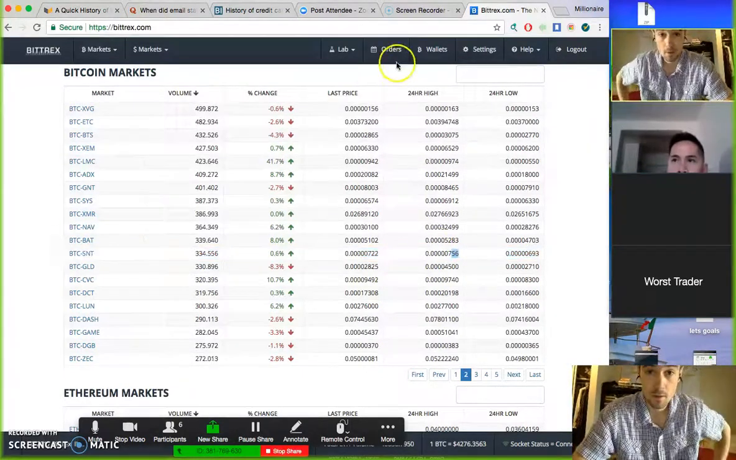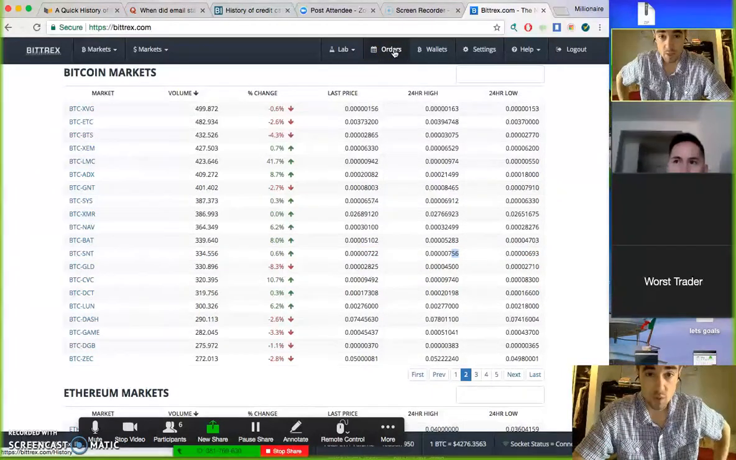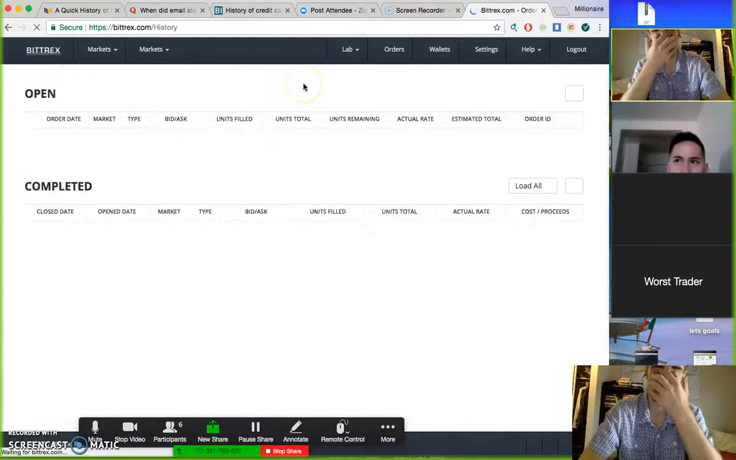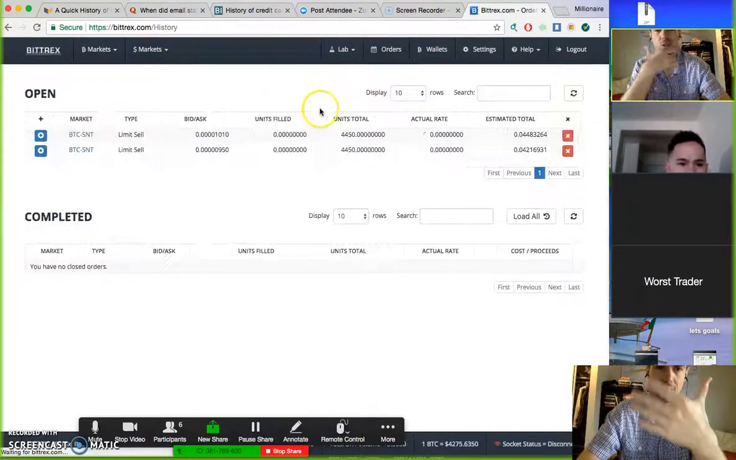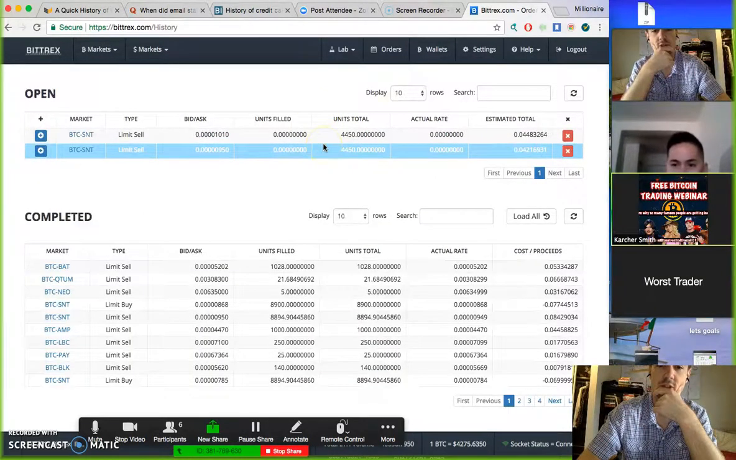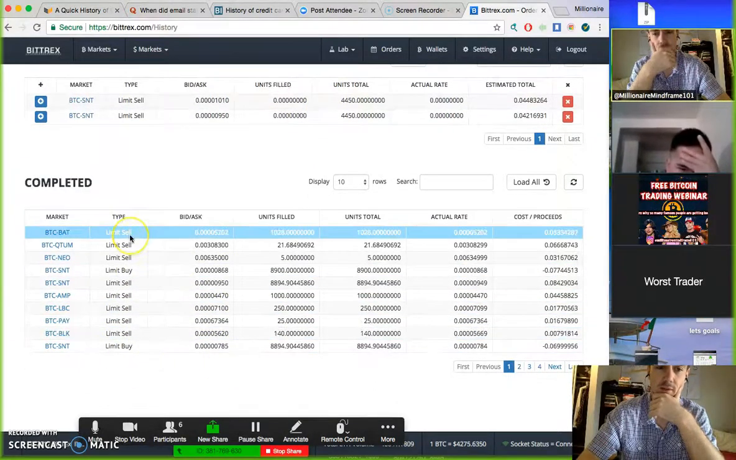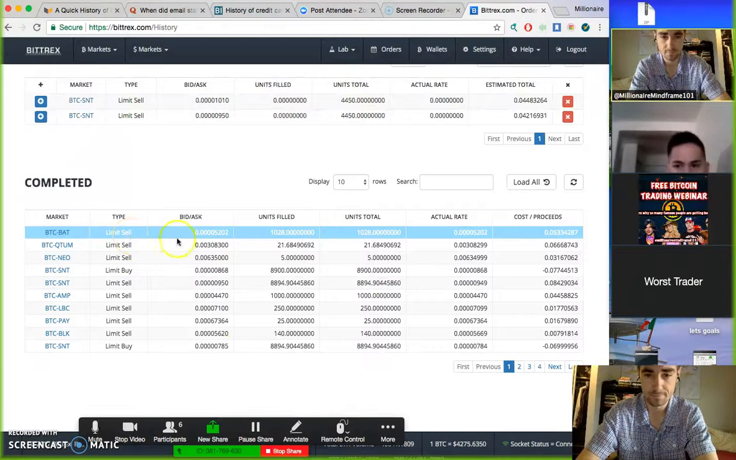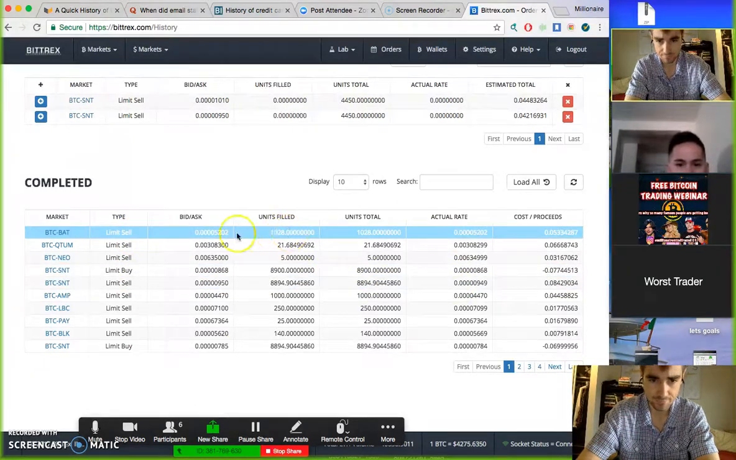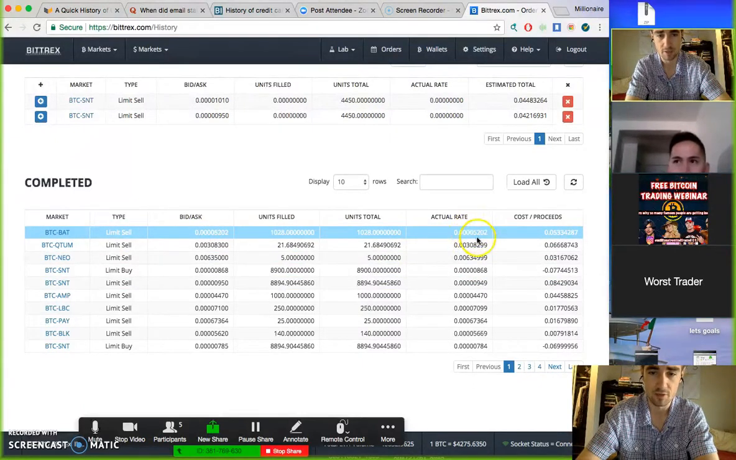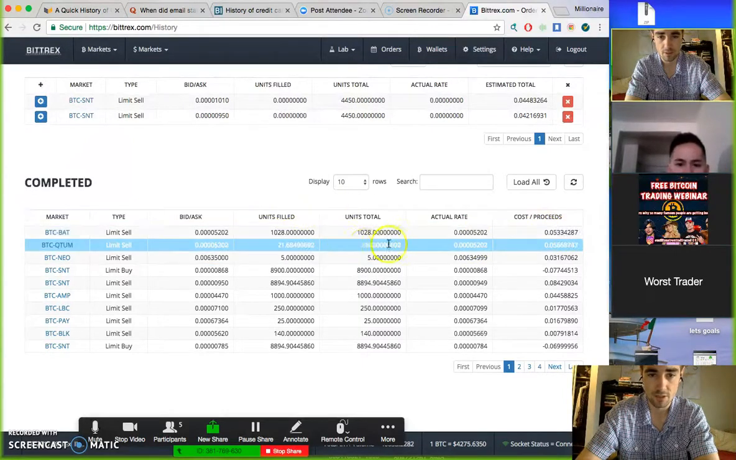So yeah, I just wanted to quickly show you guys how I do an order, and also how you guys can keep track of your orders. A really good way is if you can print this out. You can print all your orders out. So you can see basically this is what you bid. This is the actual rate that you got filled at. This is the Bitcoin you spent. Obviously these are the shares.